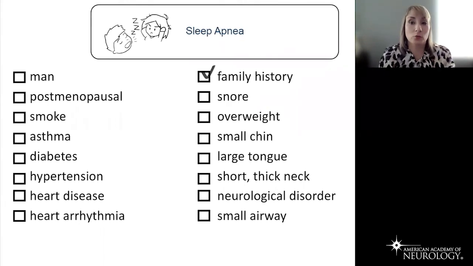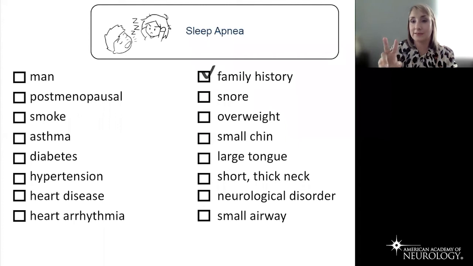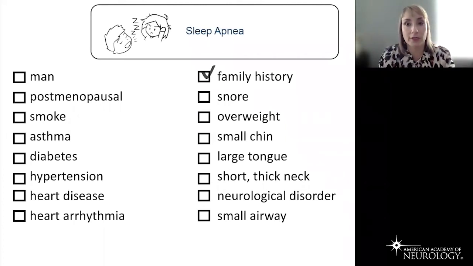Small airways. So we do the modified Mallampati score. Have the patient just kind of open up their mouth. Do not stick out their tongue. Do not say, ah. And then we kind of grade that. So if you're somebody who has a small airway, or if you have micrognathia or retrognathia, even if you're not overweight, that's a big risk factor. I have many patients underweight or at a normal weight that have severe sleep apnea.